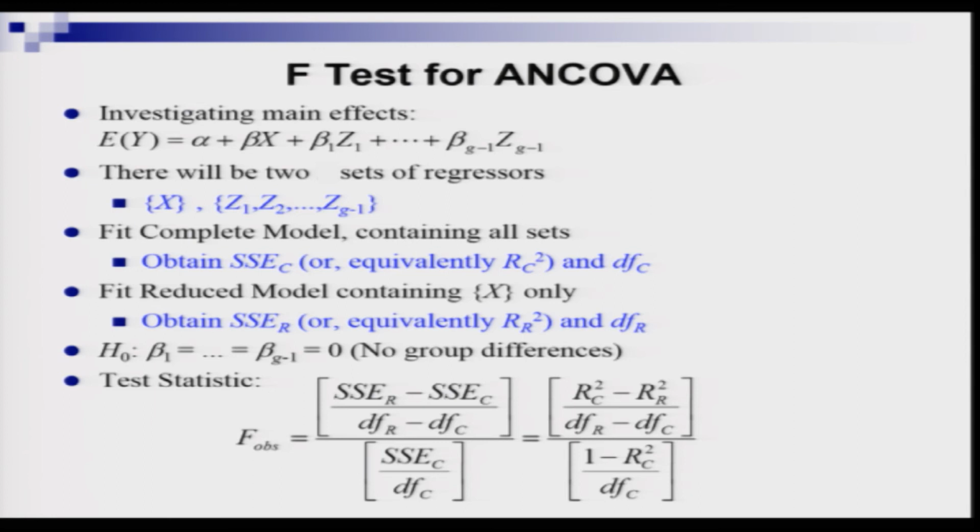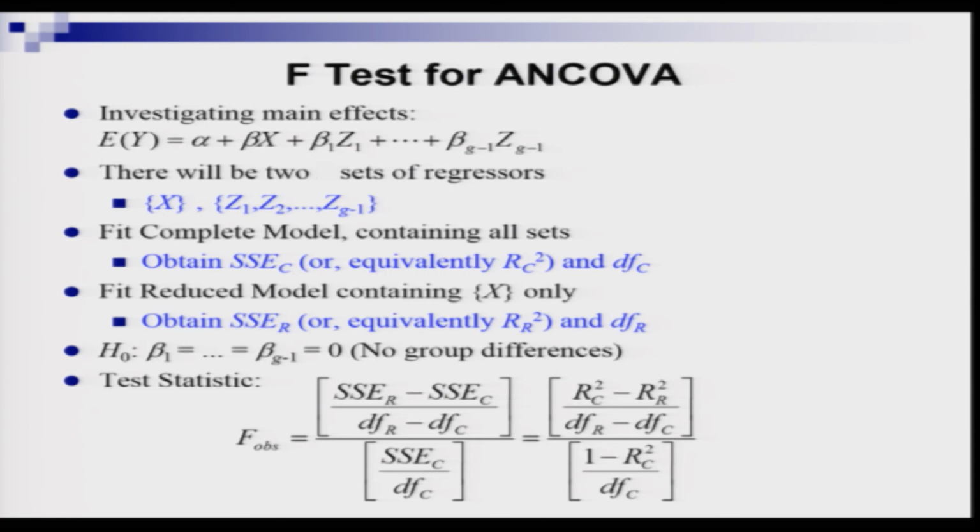That is denoted by DFC, and then in the next step we are going to fit the reduced model where we keep only the continuous regressor. In that case also we can generate the sum of square error or sum of square within and the R square from the regression model, and these two numbers will have degrees of freedom R. Now, note that we are going to test a null hypothesis where we are assuming that there is no group difference. So, that means that beta 1 equals beta 2 equals beta g minus 1 equals 0. That means that altogether jointly all the regression coefficients for all g minus 1 dummy variables are jointly 0.